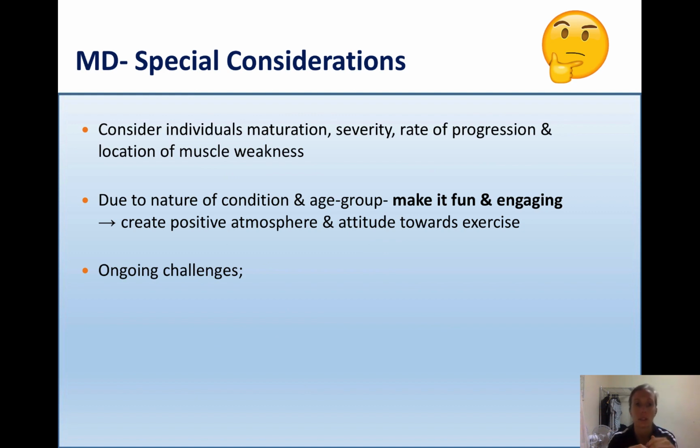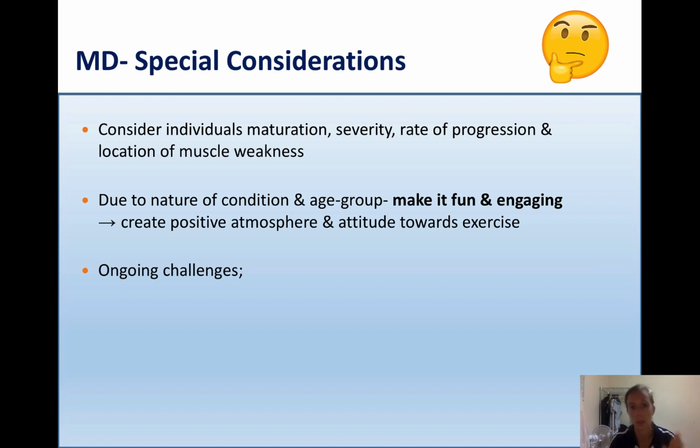Finally, what we need to also consider are individuals' maturation, severity, the rate of progression, and the location of muscle weakness. Due to the nature of the condition as well, and the age group, this is an important but an obvious point. Make it fun, make it engaging, really try and create some kind of positivity in these individuals' lives, and create a positive attitude towards exercise, which is where that education piece comes in.